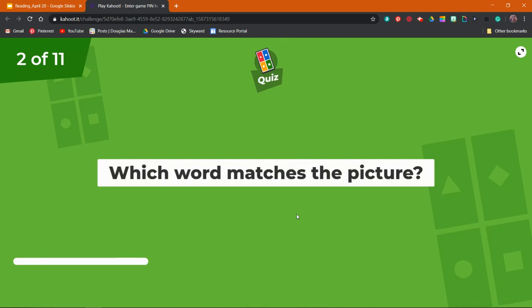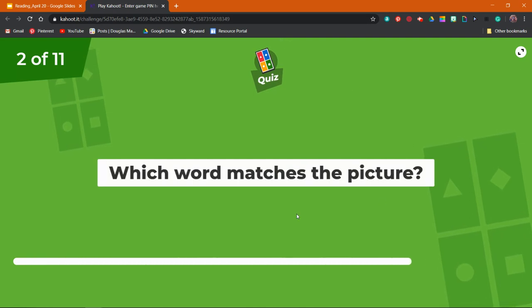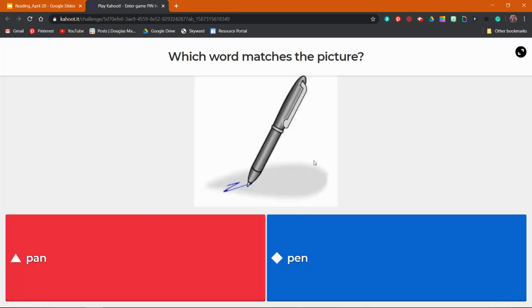It's going to ask, which word matches the picture? We're going to do the same thing. So this is a picture of a pen. So I have to figure out which one of these two words is the word pen. And I select it and click OK and move through the game. The last three pictures, you have to think about the sound you hear, the chunk that you hear in the word, in order to find the correct word.